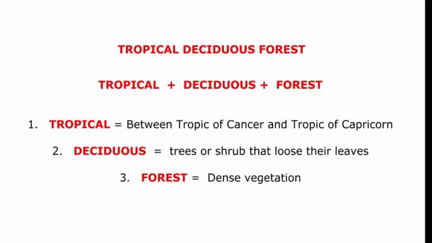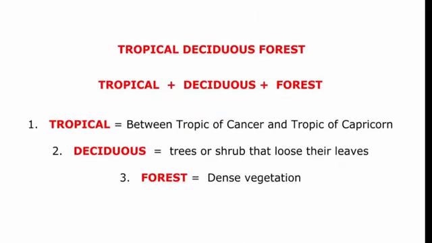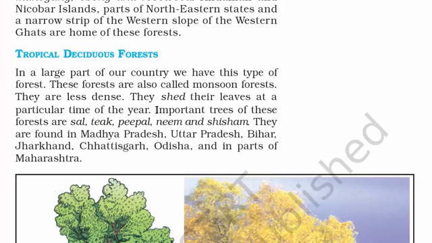The meaning of deciduous is nothing but trees or shrub that lose their leaves. So we are talking about the trees which lose their leaves. The important trees that are found in tropical deciduous forests are sal, teak, peepal, neem and sisham. They are found in Madhya Pradesh, Uttar Pradesh, Bihar, Jharkhand, Chhattisgarh, Orissa and in part of Maharashtra.